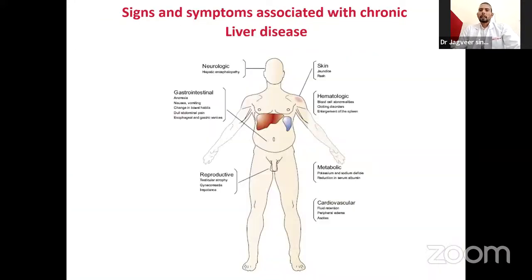These are the other systems affected in liver disease, like the neurological condition, which as we already discussed, is hepatic encephalopathy. In skin, some have jaundice and rashes. In the GI system they have nausea, vomiting, abdominal pain, ascites, and in hematological they have severe anemia, pancytopenia, sometimes bicytopenia. In the reproductive system they have testicular atrophy, gynecomastia, and in the cardiovascular system they have heart failure and cardiac ascites. Next slide, please.